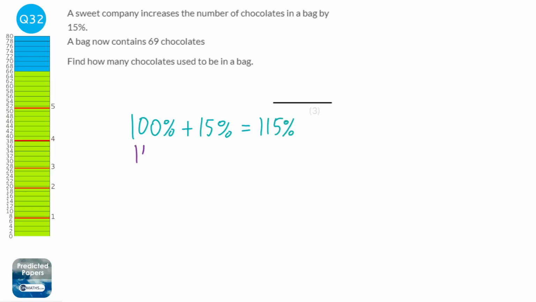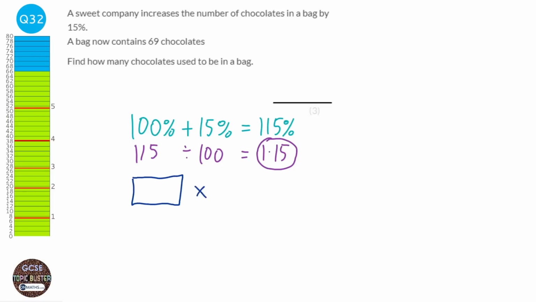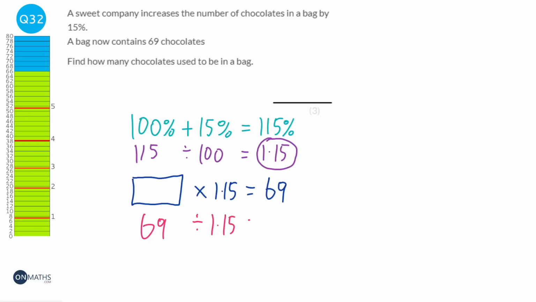And to find that as a multiplier, we get the 115 and divide it by 100, and that gives us 1.15. So that is the multiplier they used. Now, they used that multiplier on the original amount, and they times it by 1.15, and they got the answer of 69. But if we're working the other way, to find out what they times by 1.15, we get that 69, and we divide it by the multiplier. So if we want to work out what the original number was, we divide it by the multiplier, and that gives us 60. So the answer will be 60.